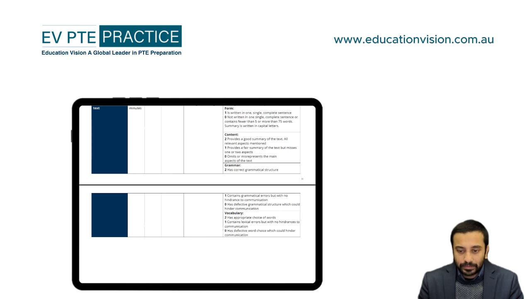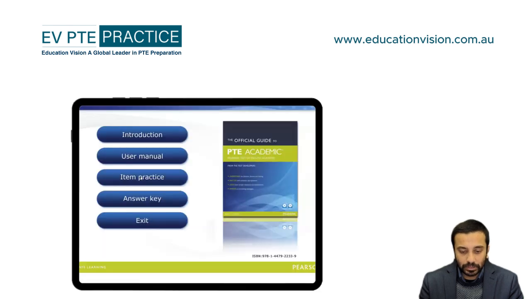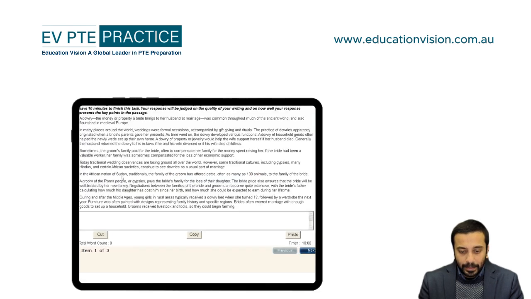So after having a look at the scoring, let us have a look at the interface of this question. How does this question look like? And this is what the interface of this question is. So we have a passage given. There is a box given where we have to type down our summary. The word count is given at the bottom left side and on the bottom right side, and sometimes on the top right side the timer is given.